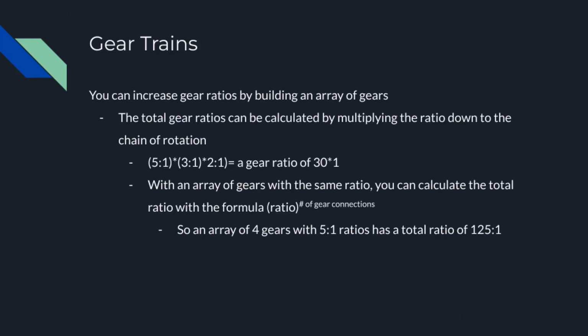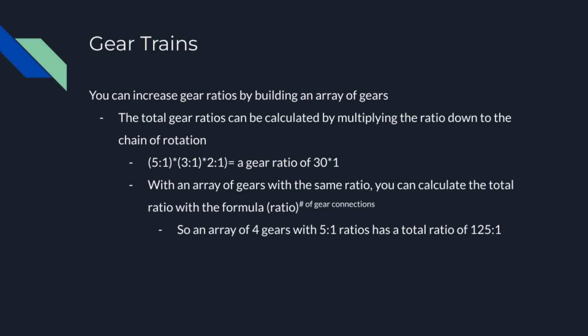Now that you've seen that gear ratios can be used to alter the output force compared to the input force, let's talk about gear trains. You can increase gear ratios and also decrease them by building an array of gears. Now, the total gear ratio can be calculated by multiplying the ratios down the chain of rotation, from the input all the way down to the output rotation. So for example, if you have a 5-to-1, 3-to-1, then 2-to-1 set of gears, then that's a total ratio of 30-to-1. That means that the input to the output speed is a multiplier of 30.